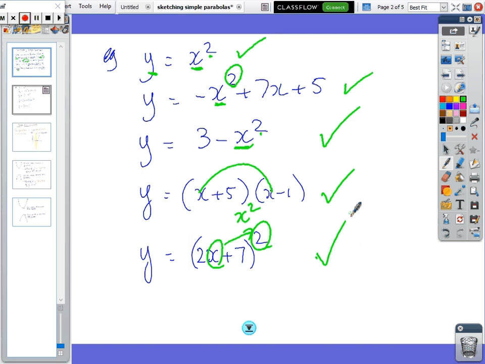They're all quadratic functions. Okay, so copy them down there. They're all quadratic functions, therefore the shape is called a parabola. Okay, so copy that and come across.